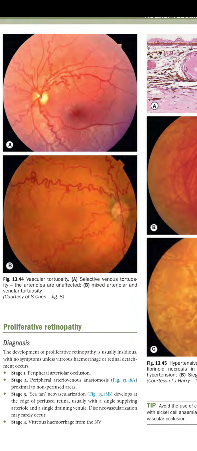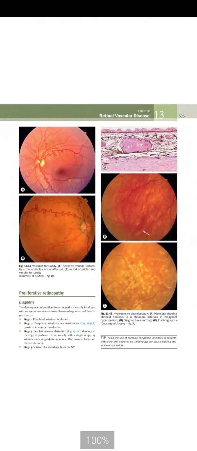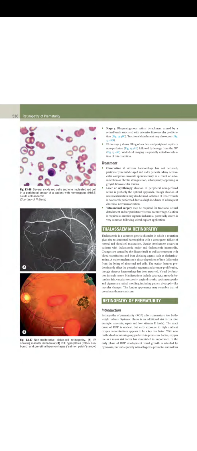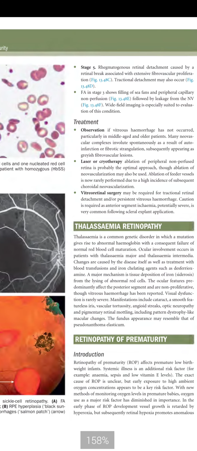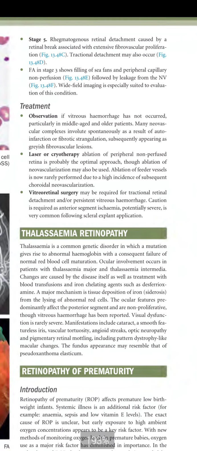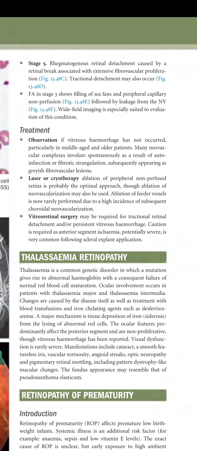Stage 4 is the vitreous hemorrhage from the neovascularization tip. Avoid the use of a carbonic anhydrase inhibitor in patients with sickle cell anemia, as these drugs can cause sickling and vascular occlusion. Stage 5 is a rhegmatogenous retinal detachment caused by a retinal break associated with extensive fibrovascular proliferation. Tractional detachment may also occur.